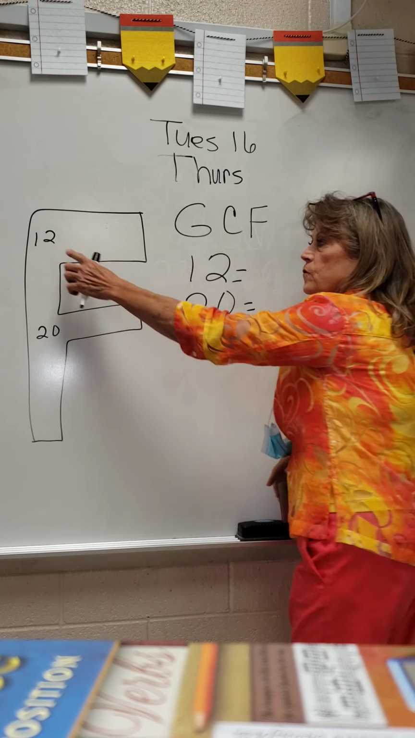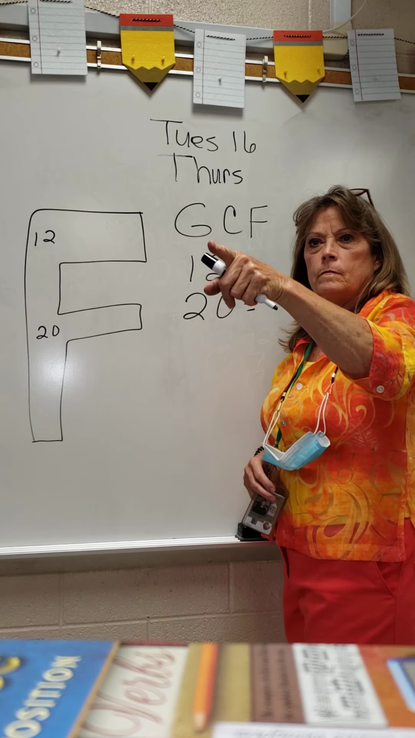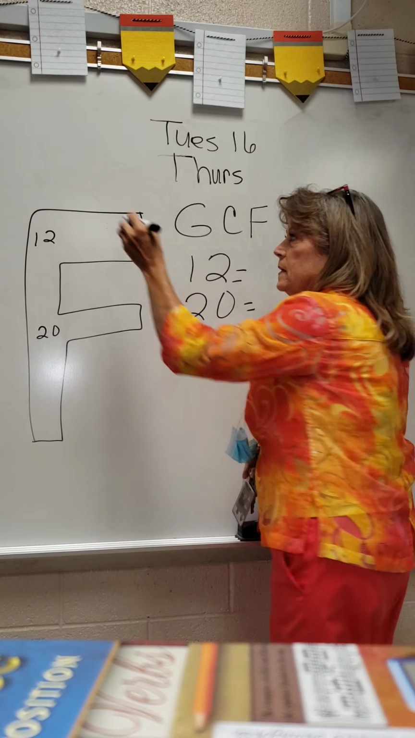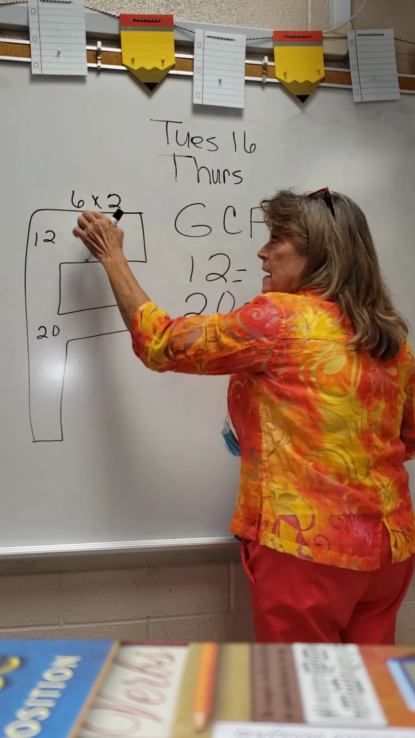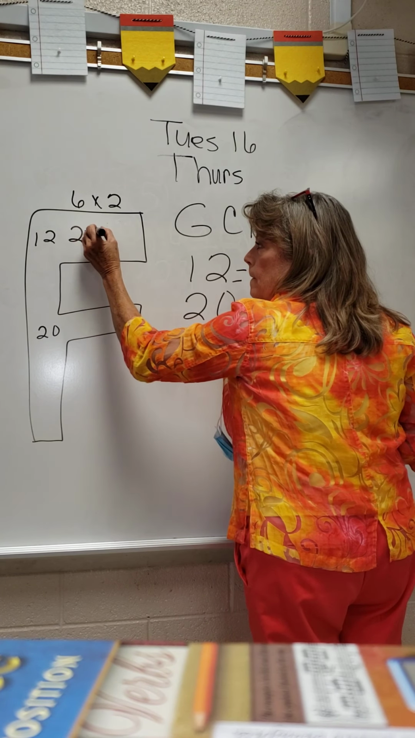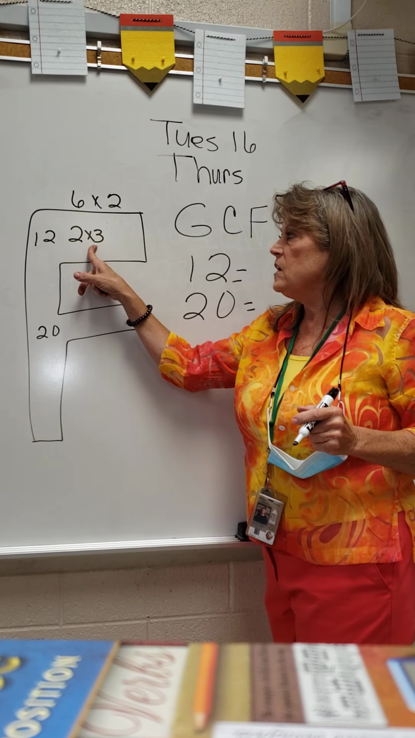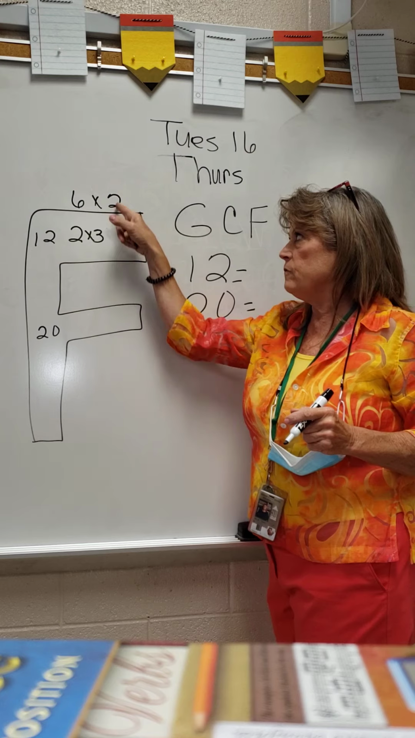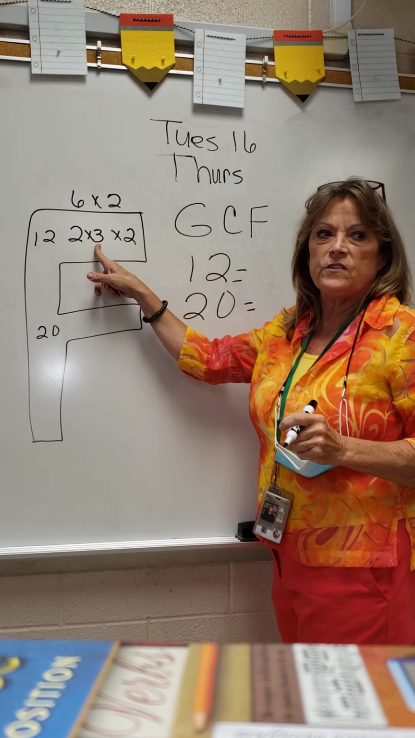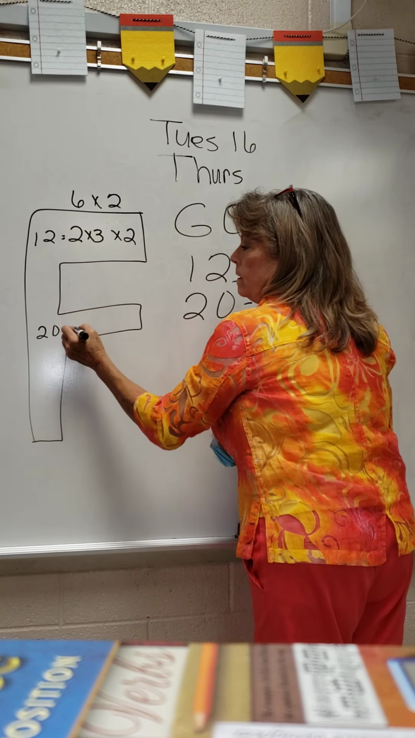What are some factors of 12 besides 12 and 1? 2. What times what will give me 12? 2 times 6. Okay, 6 times 2. Can I break 6 down? Yes. To be what? 3 and 2. Now I'm going to check and make sure that these equal 12. 2 times 3 is 6. I'm not there yet. What else do I have to put down? 2. The other 2. I can't break it down anymore. So 2 times 3 is 6. 6 times 2 is 12. We're good. What about 20?